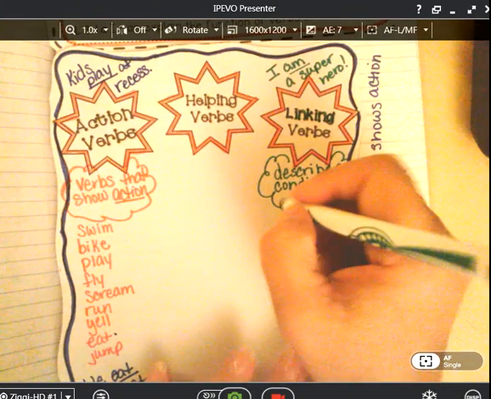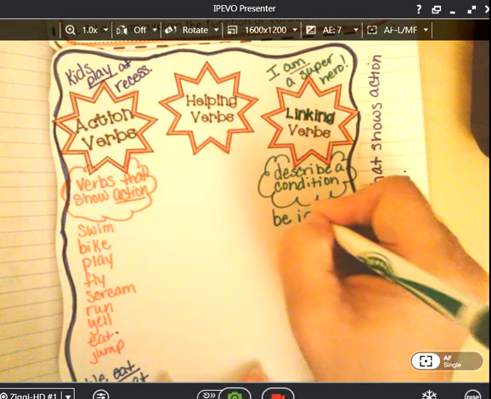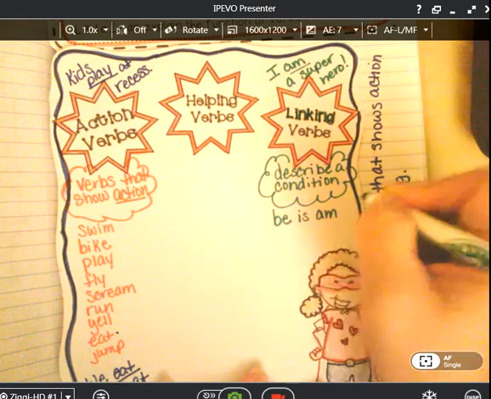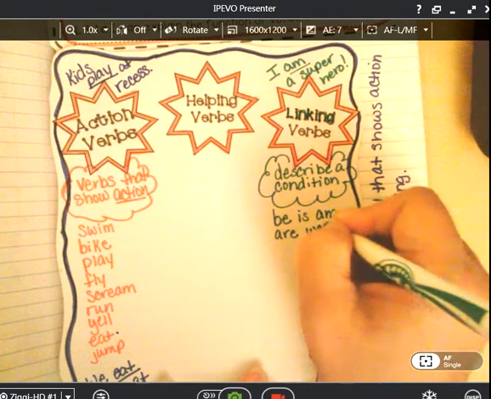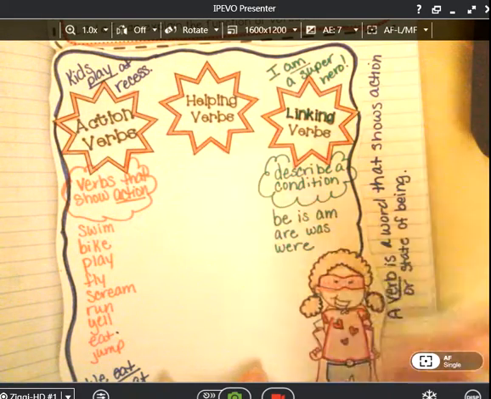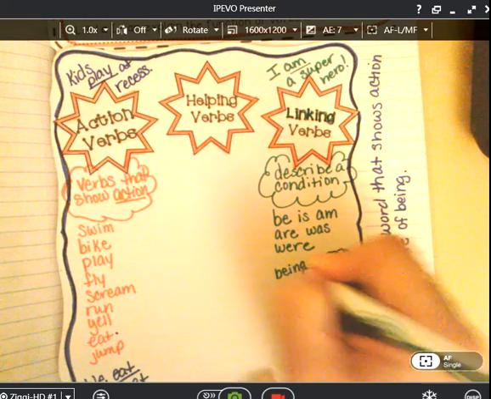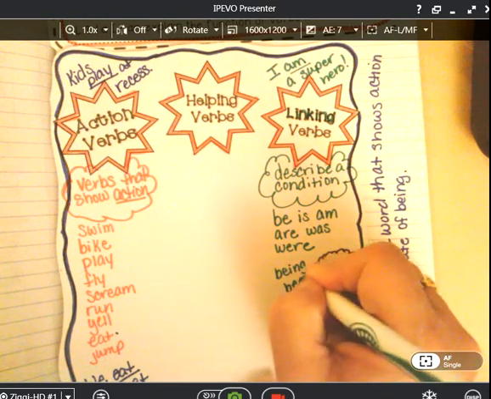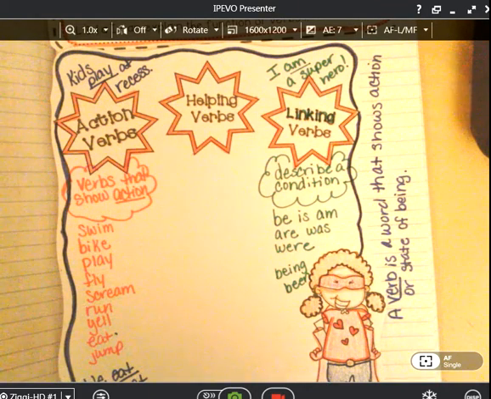And so our states of being verbs, our linking verbs, are be, is, am, are, was, were, and then being, and been. Okay, present tense and past tense. I am being, she is being a superhero. She has been a superhero.